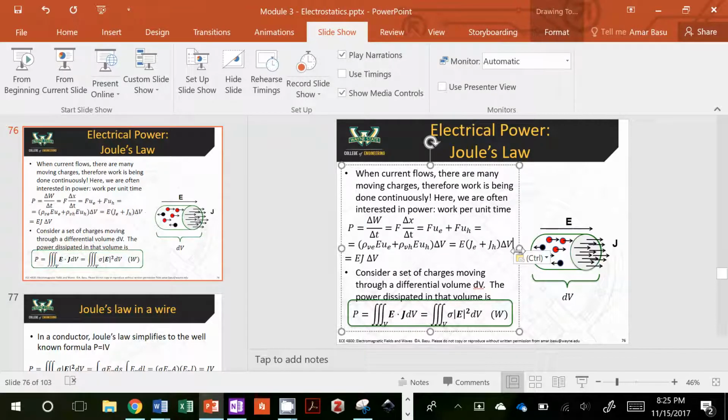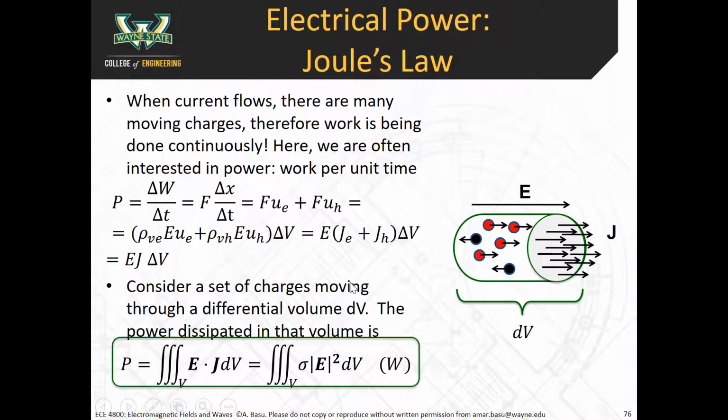All right. So this is the power in some volume called dV. So you imagine a small chunk of wire like this. The power dissipated in that wire is equal to E times J times delta V. Now, if we generalize that a little bit more, and we want to find the power that's dissipated in a volume, let's say a wire, which may consist of many of these small little sections, then we have to integrate.